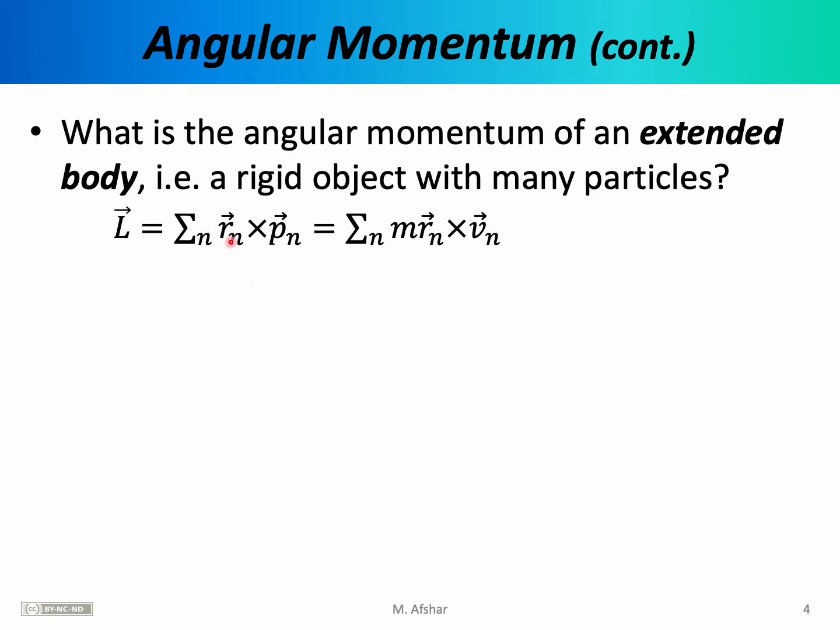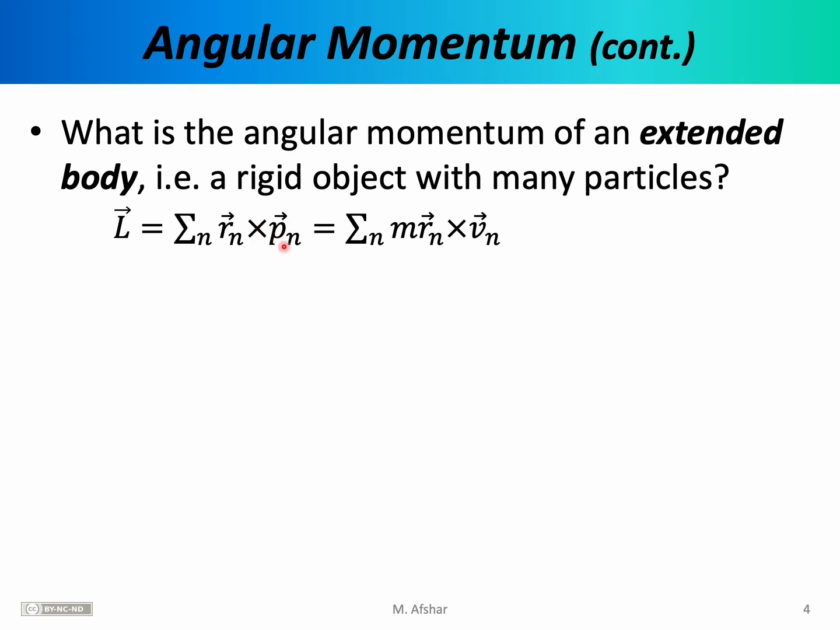Remember, angular momentum is r cross p. So we're going to take the position of the nth atom and multiply it by the linear momentum of the nth atom, and that gives us the angular momentum of the nth atom. And then we'll just add those together for all the atoms, and that gives us the total angular momentum.